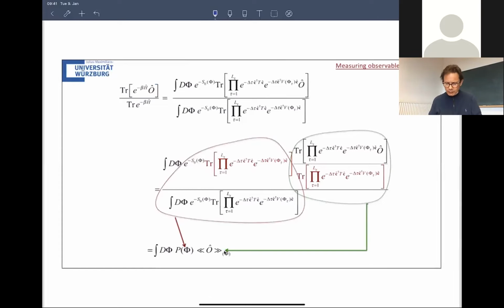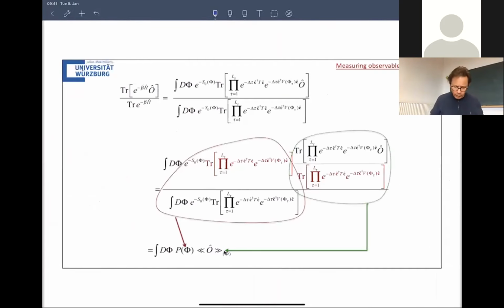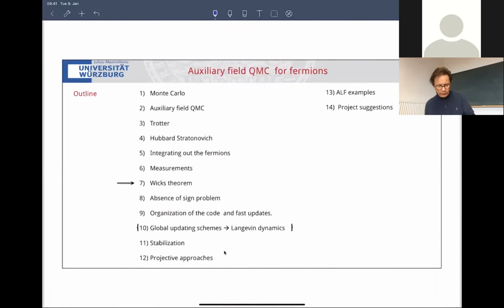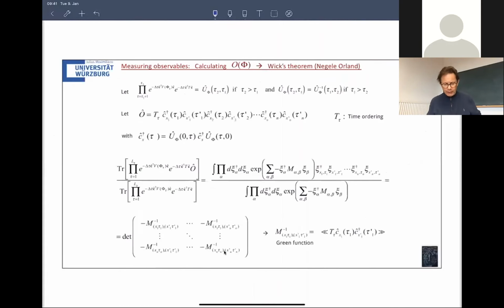Good. Now, how do we evaluate this quantity? For this, we have to go back to the Grassmann path integral, and this is the Wick theorem. Good. So how do I want to write an observable? I'd like to define time ordering with respect to my imaginary time evolution. So here I have my imaginary time evolution.